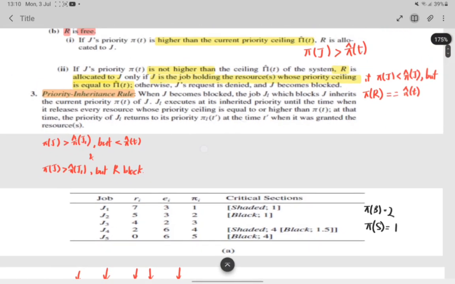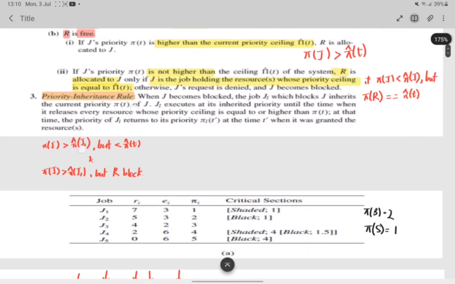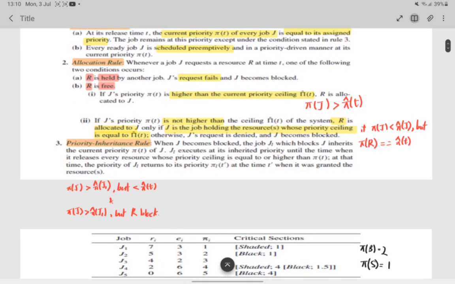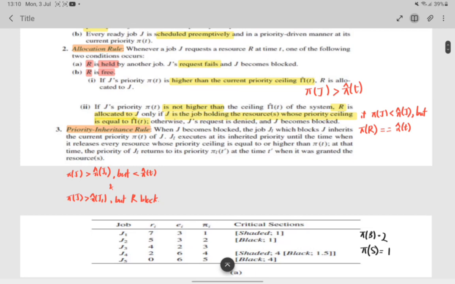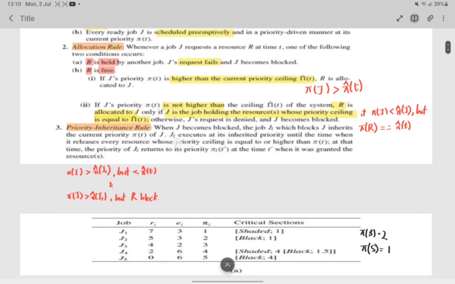Then the third rule, the priority inheritance rule. When J becomes blocked, the job that blocks J will inherit the current priority of J, which means the currently executing job blocks the new job, so the priority of the new job will be inherited by the currently executing job.